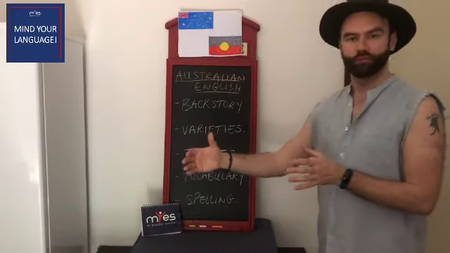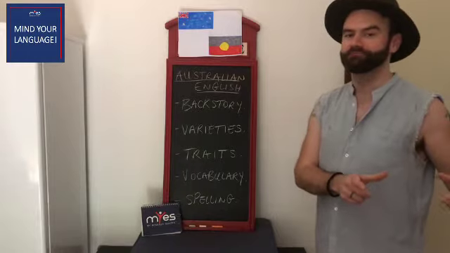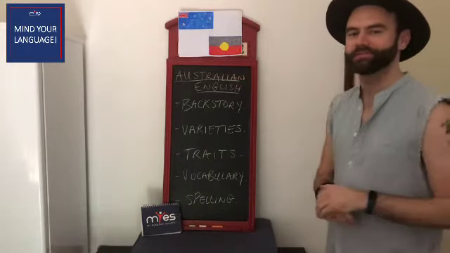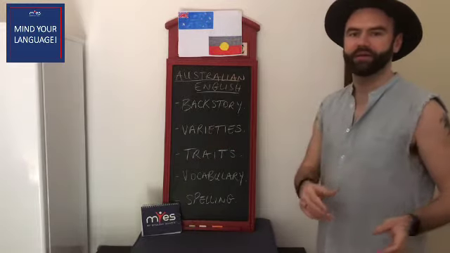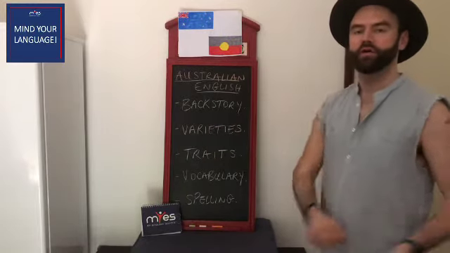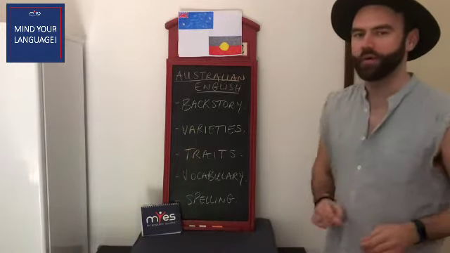Football. What would be the Australian form? See if you can answer in the comments. Football. So we had barbecue, barbie, afternoon, arvo, present, prezi, football. Have a go in the comments.